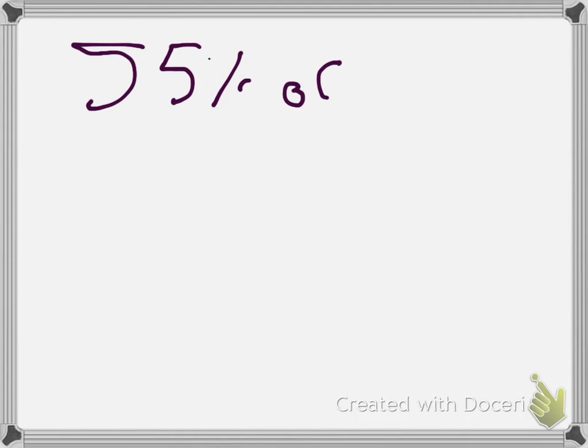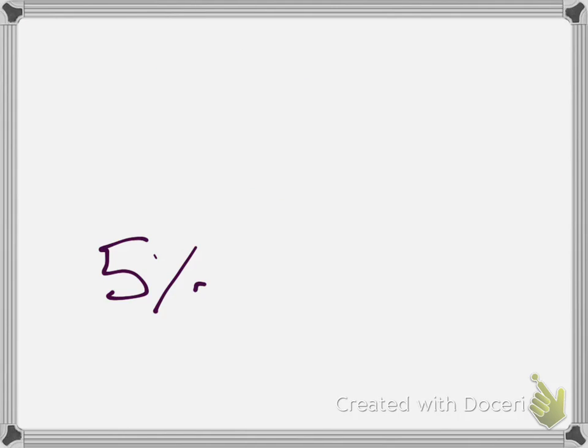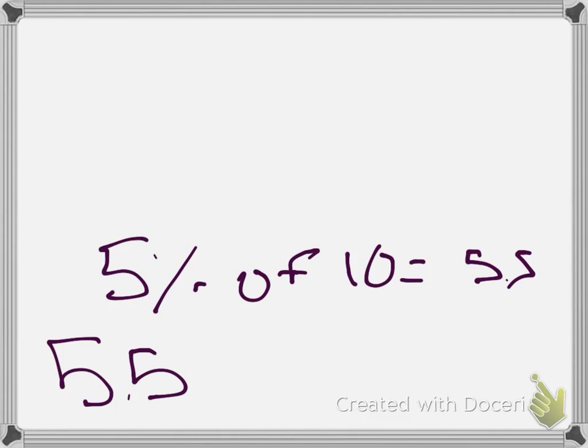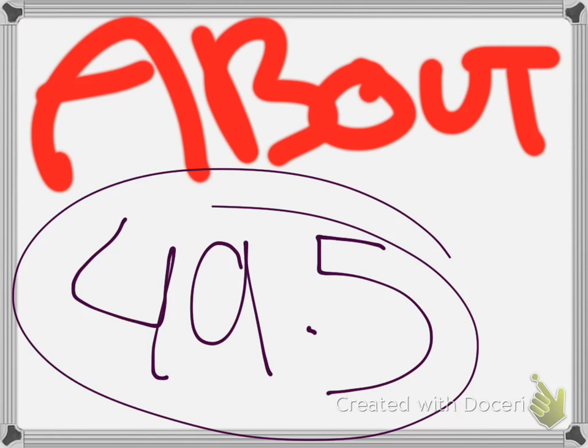Okay, the next problem is going to be 55% of 90. 90 stays itself. 9 times 10 equals 90. 55% of 10 equals 5.5. 5.5 times 9 is 49.5. So the answer is about 49.5.